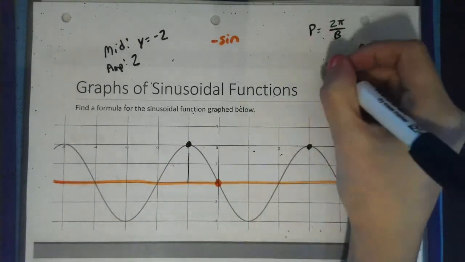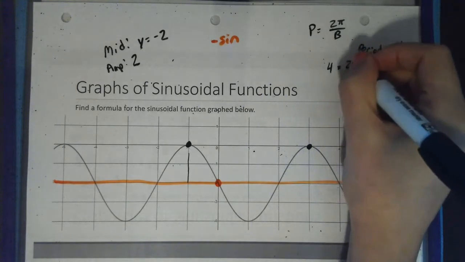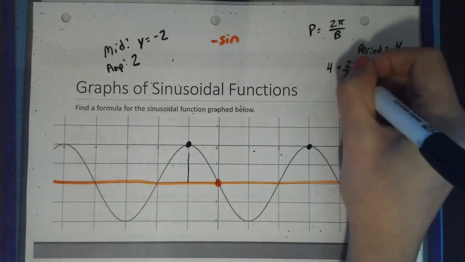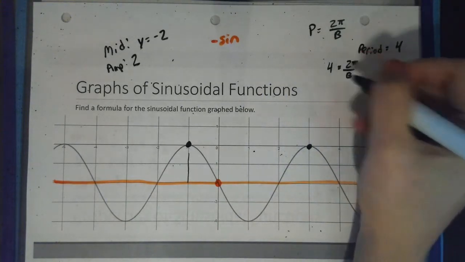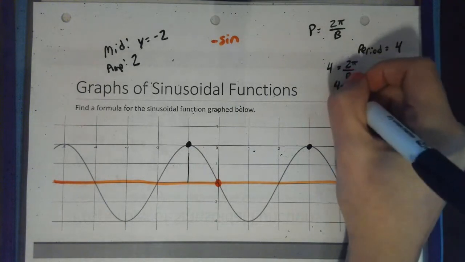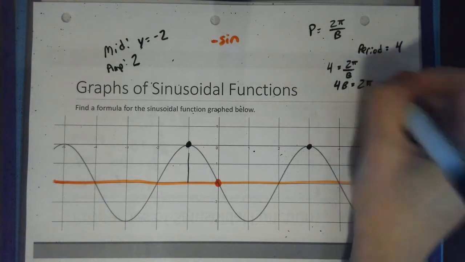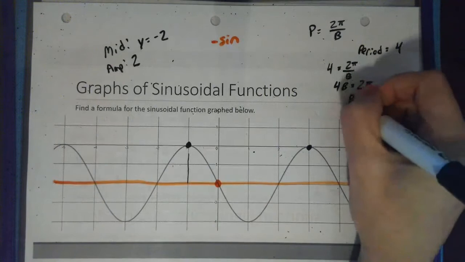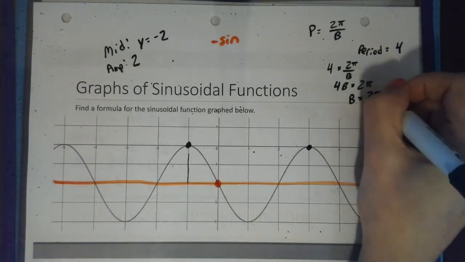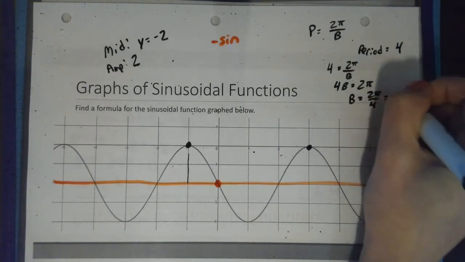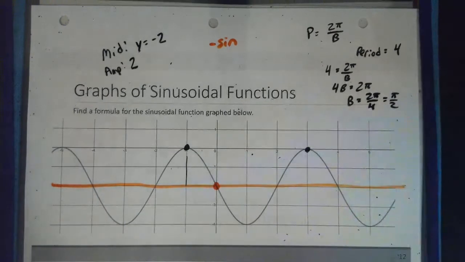So my period is 4, and we get 4 is equal to 2 pi over b. I need b for my formula, so I'll multiply both sides by b. 4b is equal to 2 pi. Dividing by 4, I get b is equal to 2 pi over 4, which reduces to pi over 2.